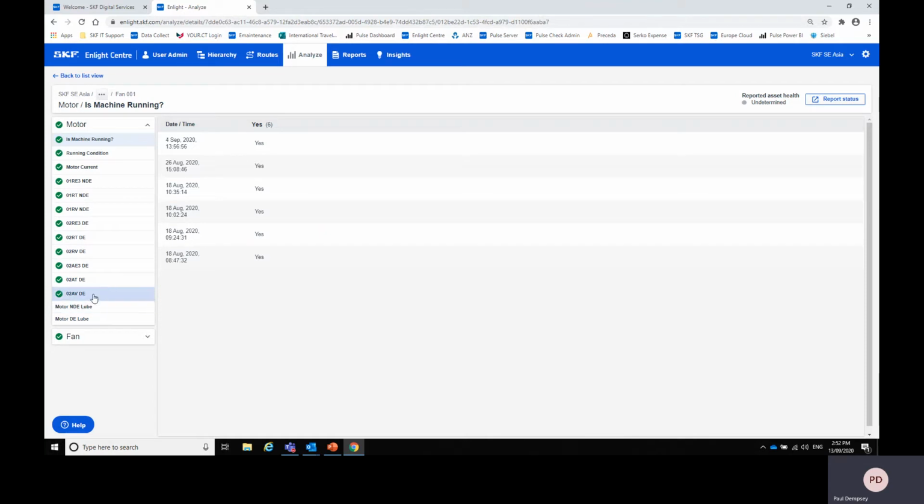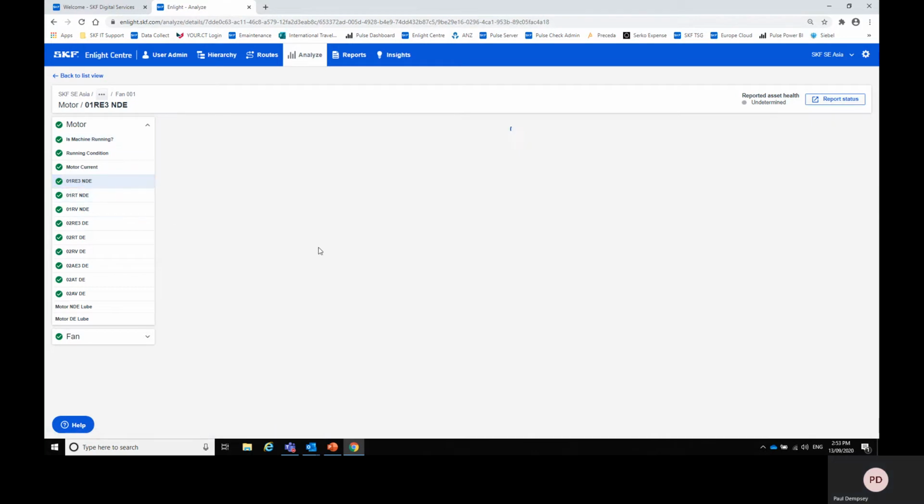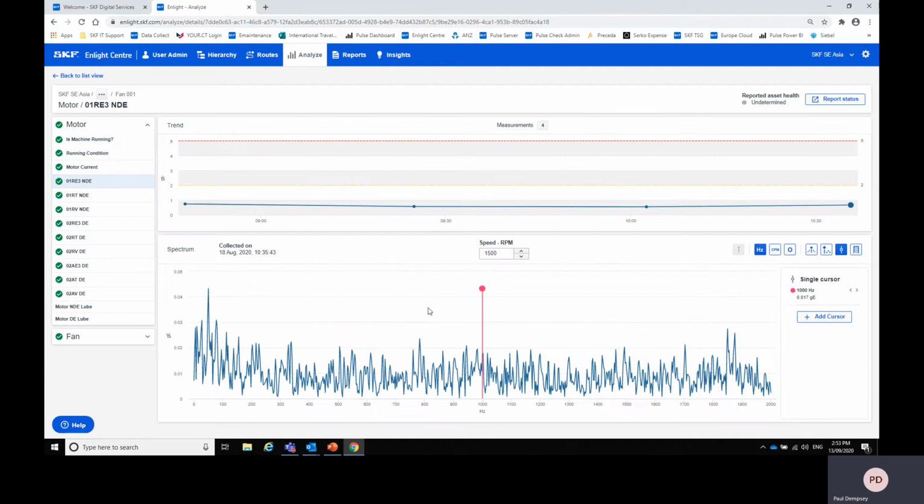Now, something worth mentioning here is we have a green tick for all of these. And that tells us very easily that all of the data that's been collected on this motor is below the alarm levels, and you could assume from that there is a very, very high likelihood that this motor is running okay. However, if you'd like to look at the data, it's very simple by simply clicking on this point, and the data will be presented to you on the screen.